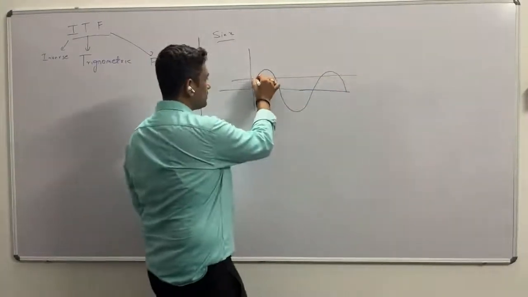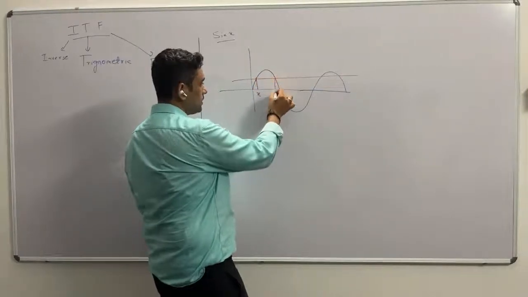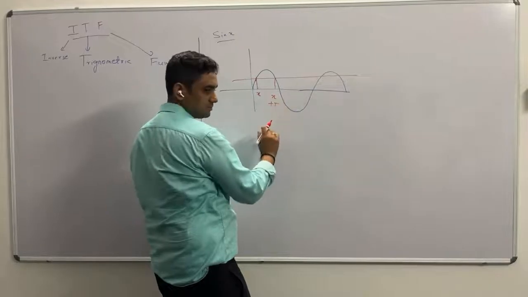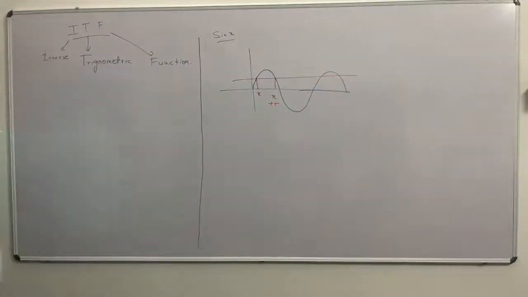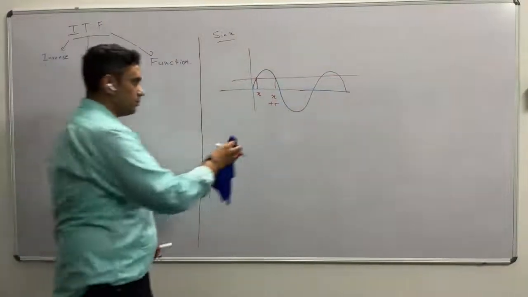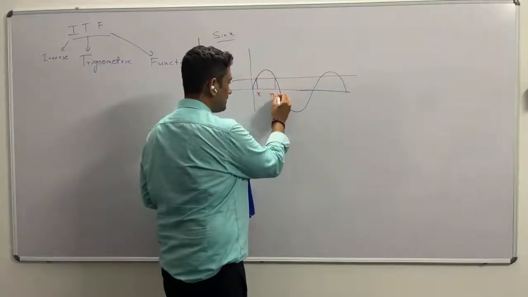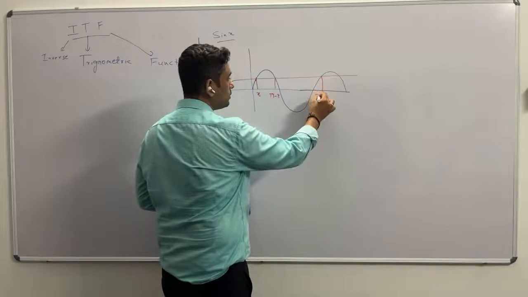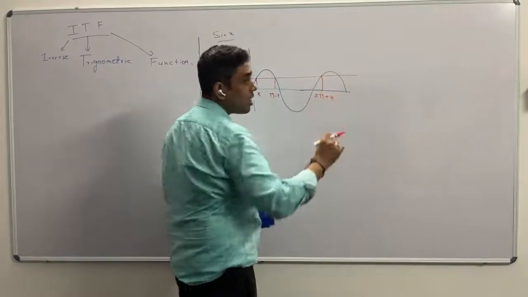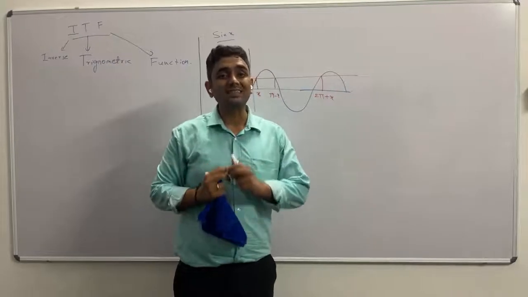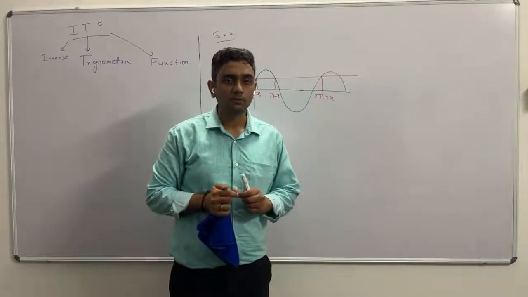But look at this. If I talk about this point, like pi minus x, all these points will give us the same value. This point, pi minus x, or this point, 2 pi plus x, all the different values of x will give us the same value of y. So not a single trigonometric function is 1 to 1.